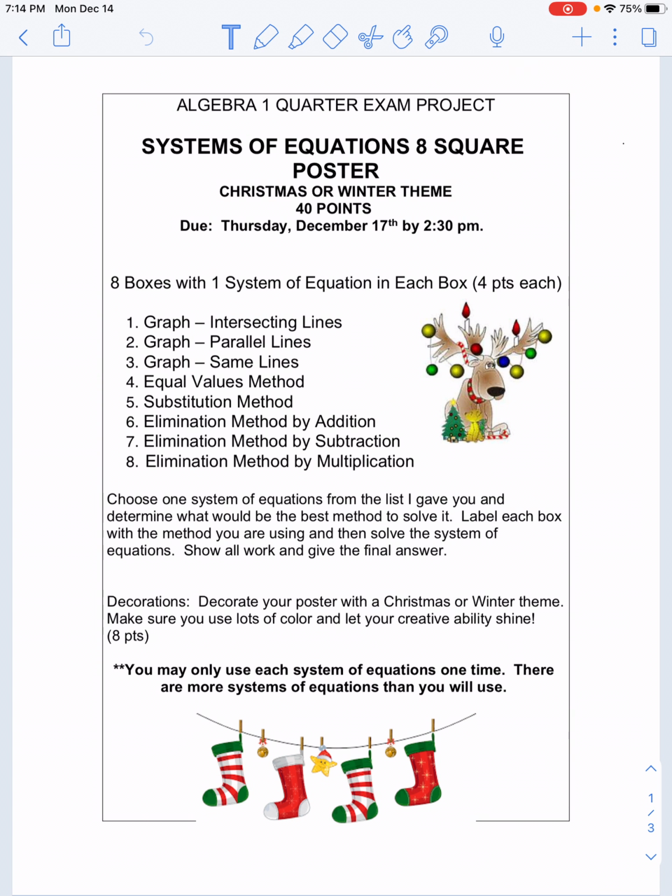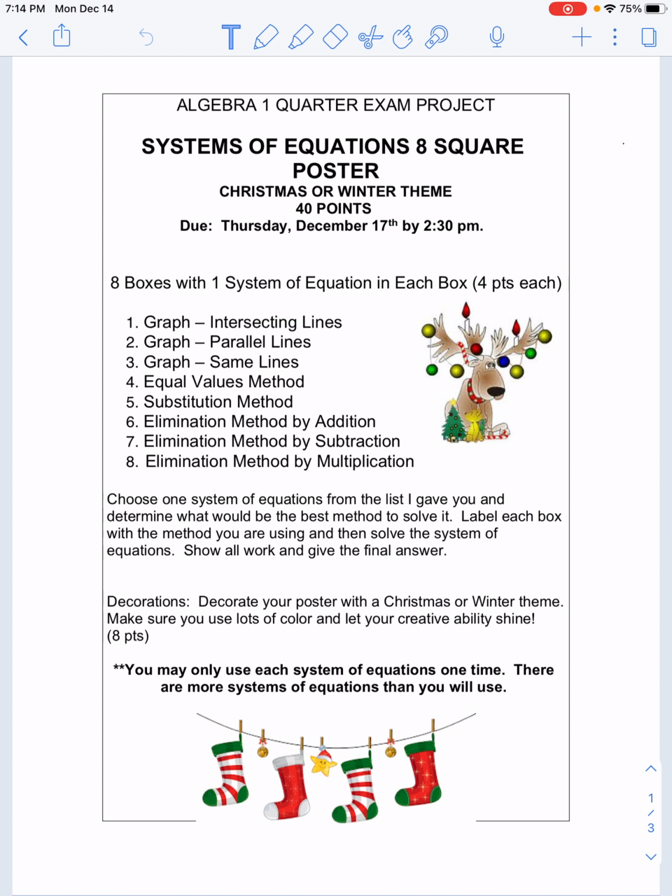Hi everyone, I just want to give you some instructions on what your quarter exam project's going to be. Instead of a test, we're going to do just a small project. This is called the Systems of Equations 8-square poster. It's worth 40 points, and it is due Thursday by 2:30, by the end of the school day.